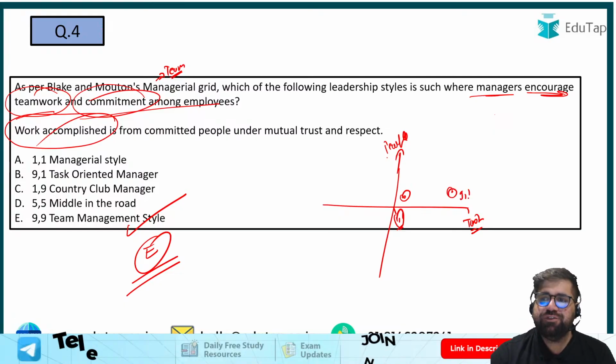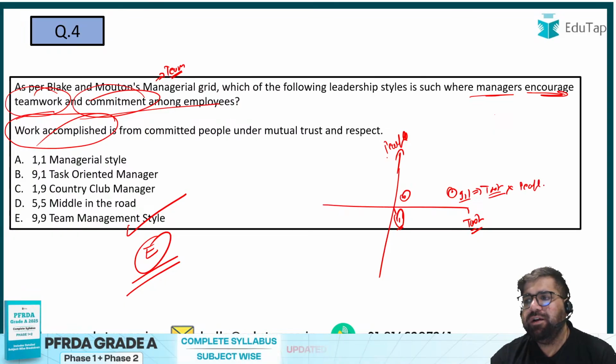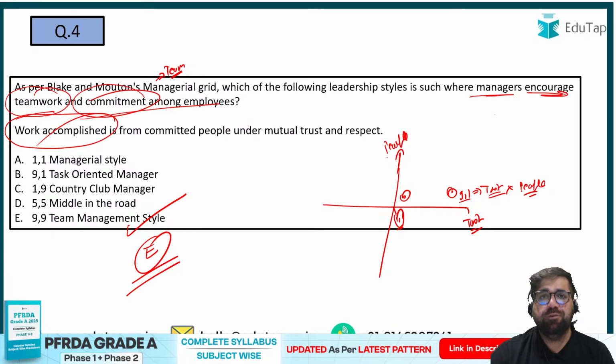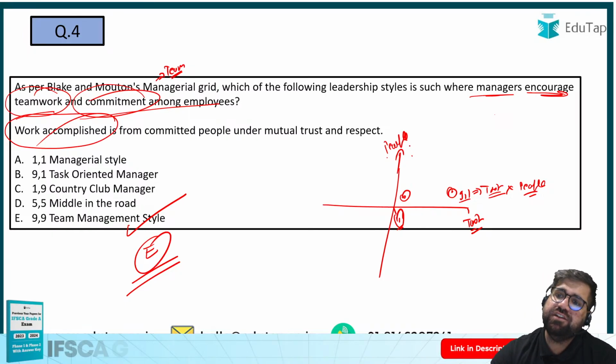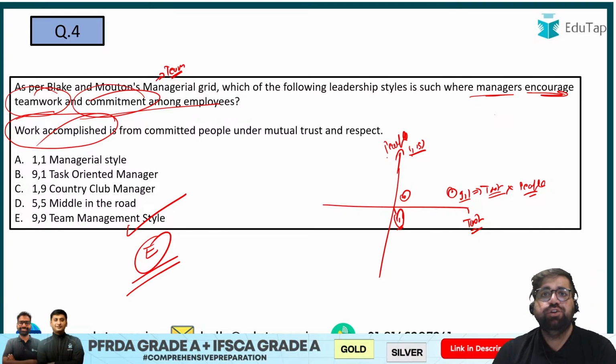Then you have something which we call it as 9,1. In 9,1, you give the highest priority to the task, and for you, people don't matter. The people, by people, I mean people's emotion. Okay. Then there is something which we call it as 1,9. Over here, you are a country club manager. Country club manager means what? That you are so much into people's emotions and you do not focus on the work.